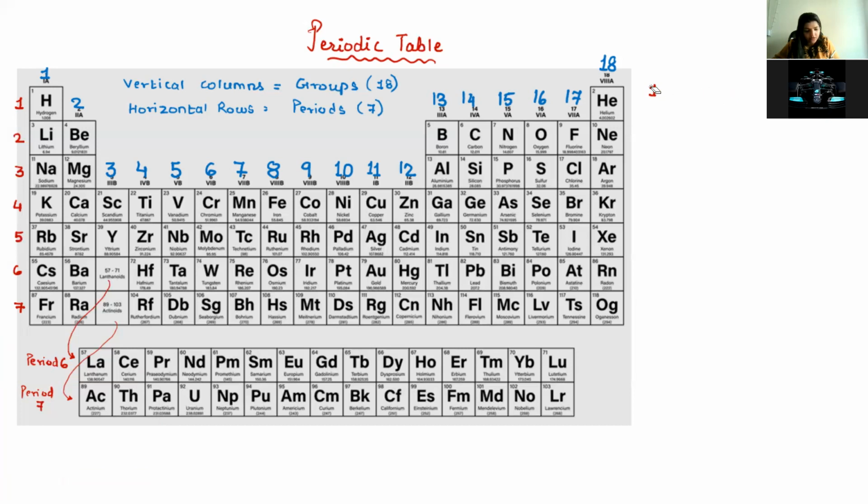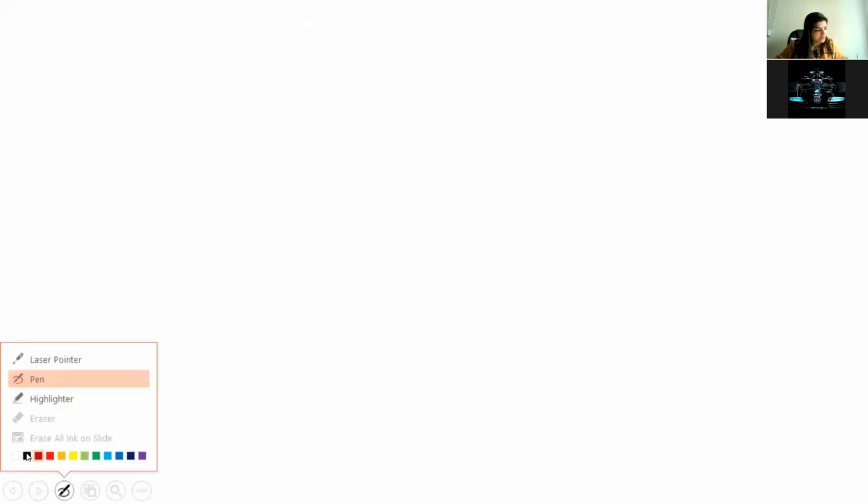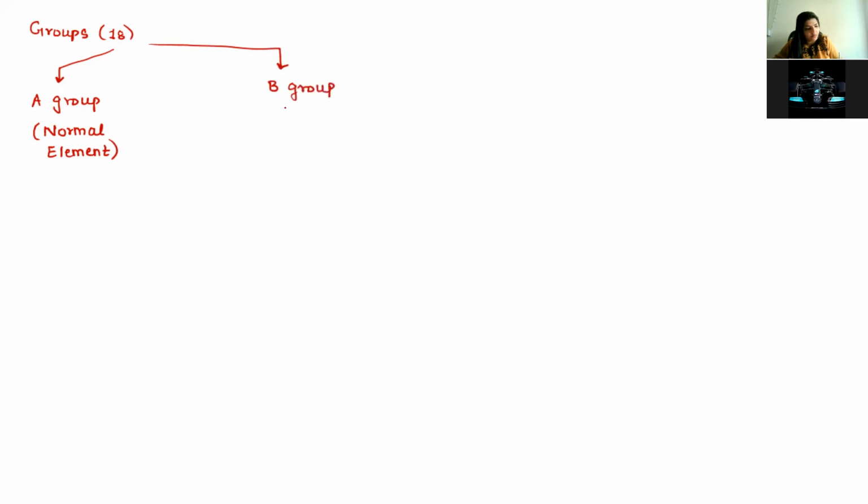let me write about the groups in the next slide. So talking about the groups, that is, vertical columns, the 18 groups are classified into A group elements, which are called normal elements. And we have B group elements, which are called transition elements.